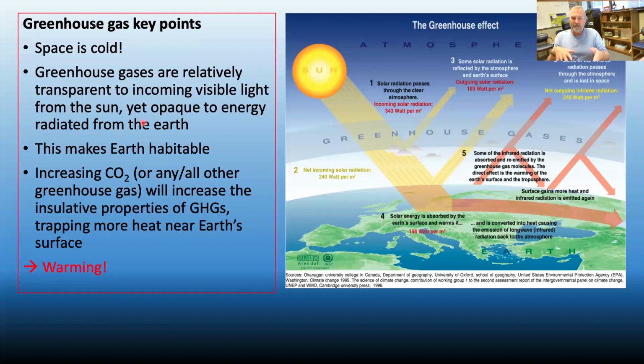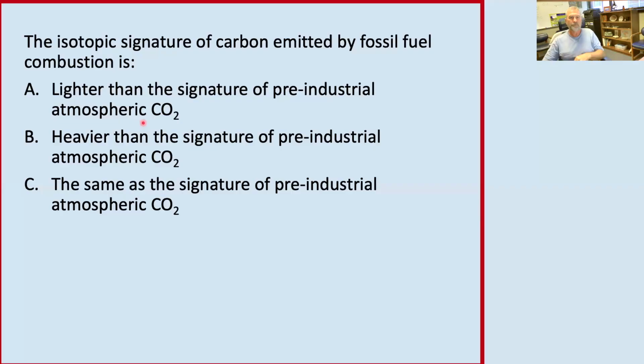However, the more we increase carbon dioxide, which accounts for 78% of our footprint in terms of greenhouse gases, this is going to trap more heat at the surface, which is going to cause warming. It's going to cause that radiative forcing, and that's going to warm our atmosphere.